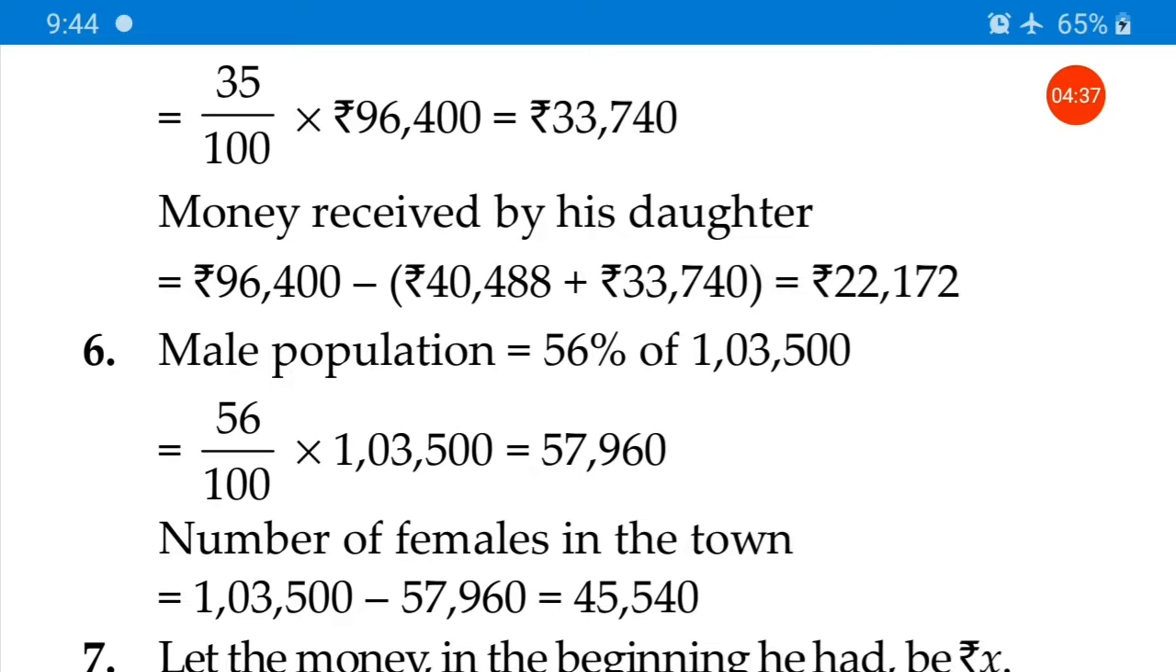So the male population is 56% of 1,03,500. The method is the same, 56 upon 100 multiplied by 1,03,500. You will get 57,960. So the total number of males in the town is 57,960, and the number of females in the town will be subtracted from the total population of the town. 1,03,500 minus 57,960, you will get 45,540. So that is the female number. The female number in the town is 45,540.